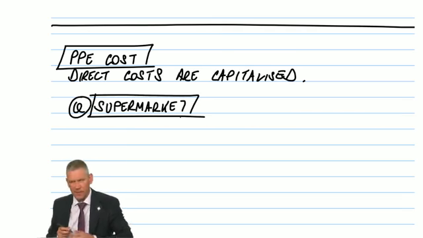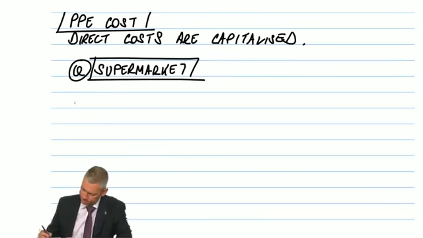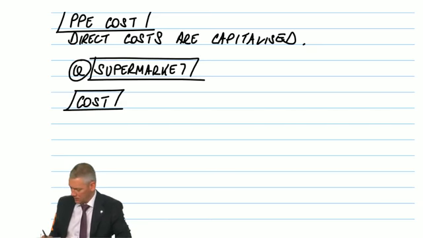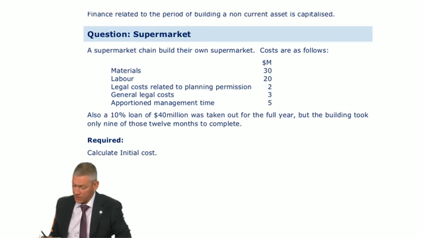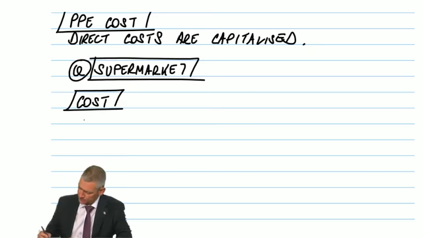We'll carry on with this idea of whacking out numbers, whacking out little stories. So we're going to work out the cost of the supermarket by looking at the information. It's a bit of copying, to be honest with you. We're going to calculate the initial cost, and it's materials, labour, legal cost related planning, general legal costs, and apportion management time.